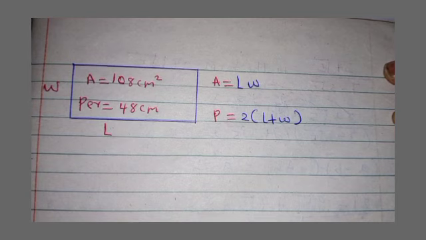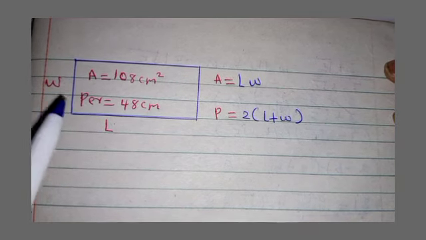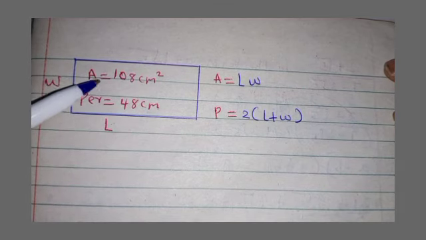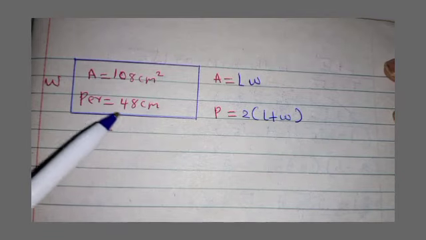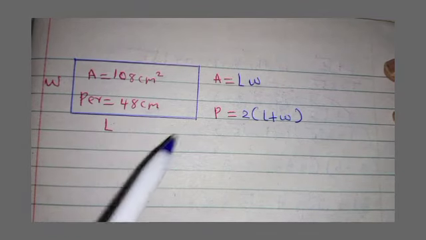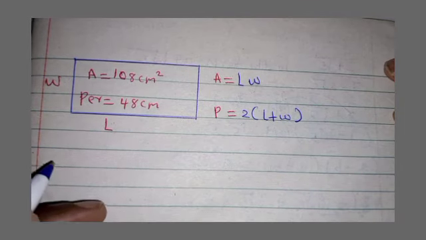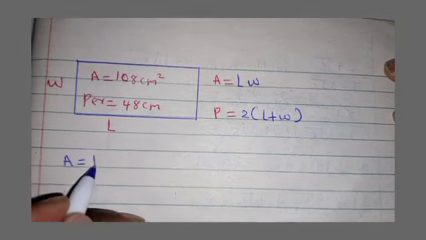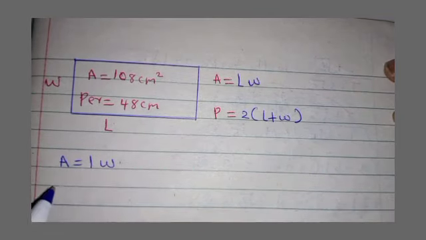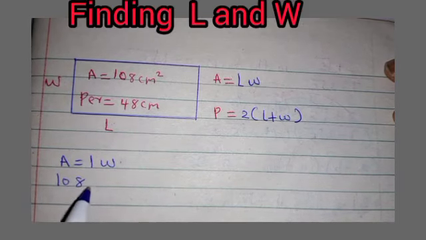Welcome to this study whereby you are going to get the width and the length of this rectangle when you are given area as 108 square centimeter and the perimeter as 48 centimeter. Now, on how to obtain the area, it is given by area is equal to length multiplied by width. So we are going to substitute: 108 is equal to length multiplied by width.